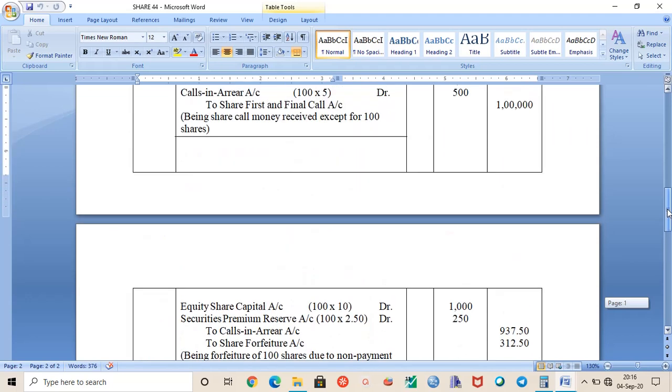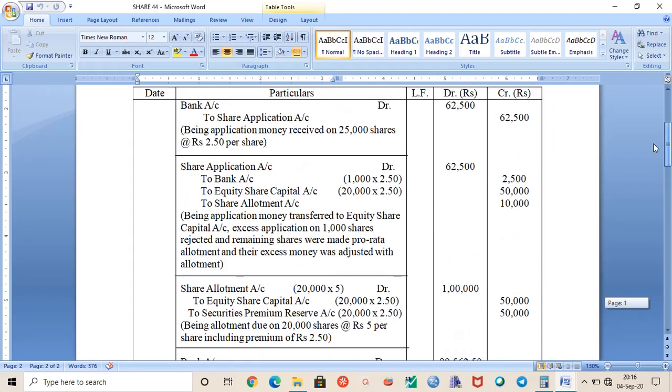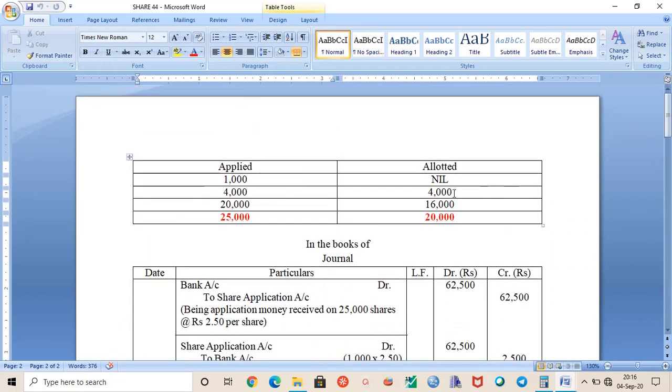Let us have a look at this particular question. Here we have pro rata adjustment. The company issued 20,000 shares, but they received applications for 25,000 shares. For 1,000 shares they rejected the application, and for 4,000 they made the full allotment.